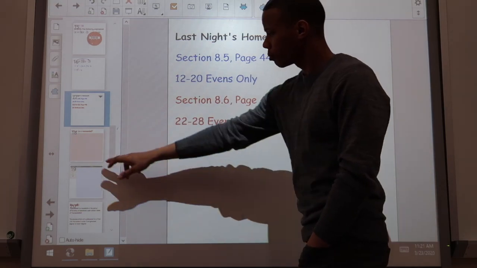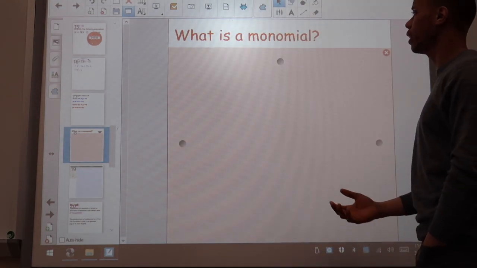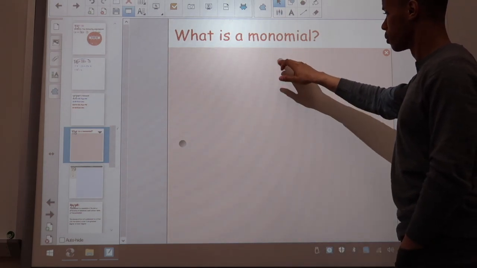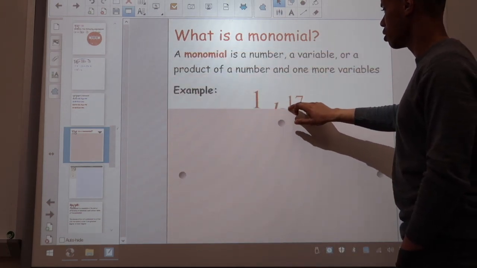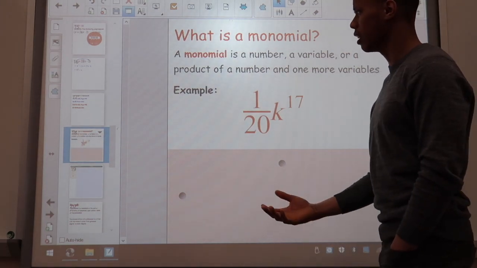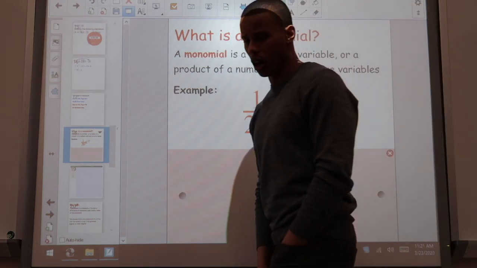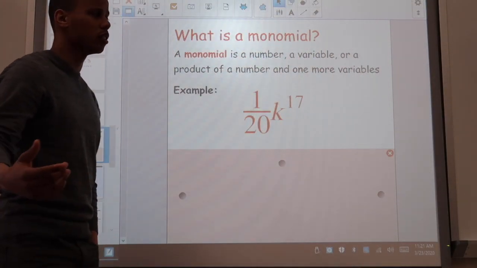So now, just where we left off last time, we have: what is a monomial? So here's the definition, and then here's an example for you. Then again, I want you to freeze the video and just go ahead and write it down, so you have it and you can use it later on.